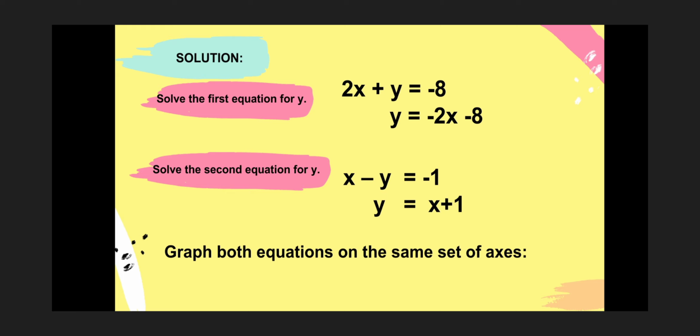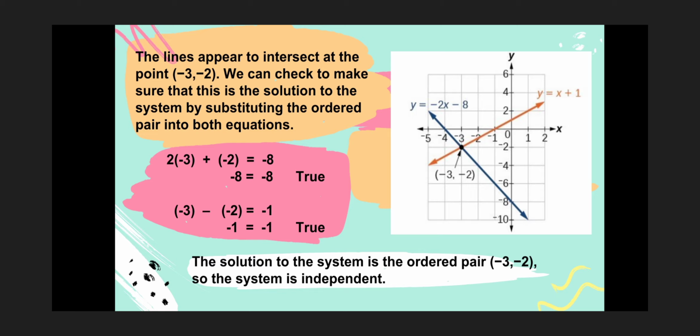So, 2x plus y equals negative 8. Then, y equals negative 2x, transpose natin, minus 8. And on the second equation na x minus y equals negative 1, transpose x, and then multiply both sides by negative 1. So, y is equal to x plus 1. So, let us now graph both equations on the same set of axes. The lines appear to intersect at the point negative 3 and negative 2.